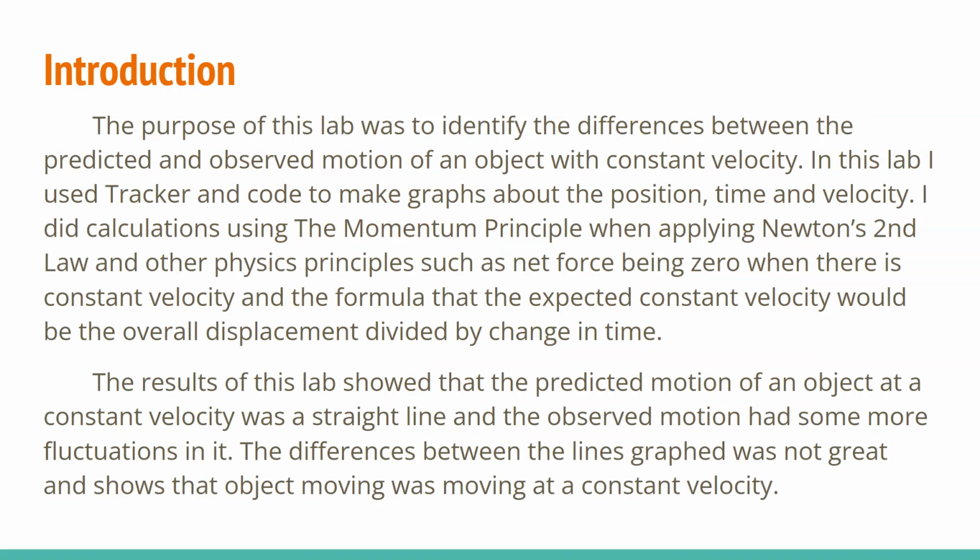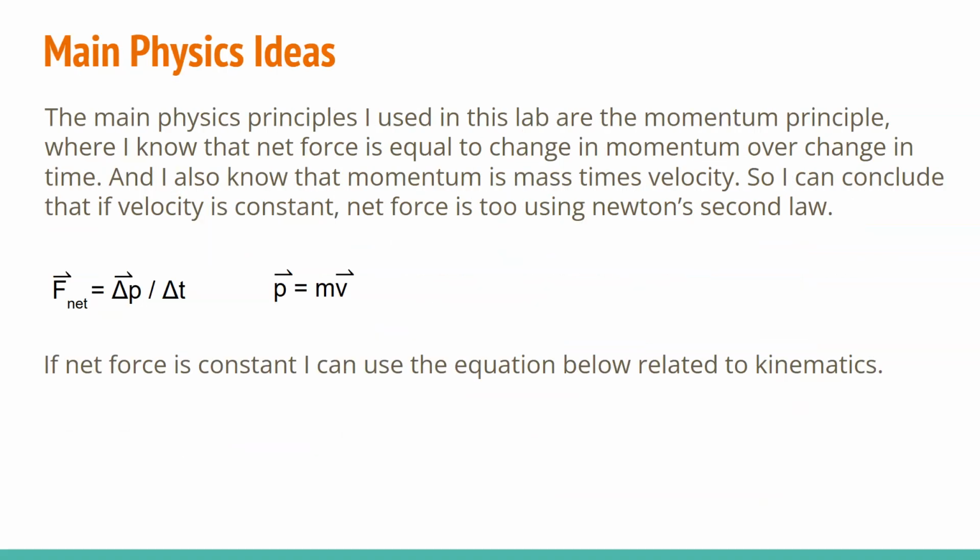The results of this lab showed that the predicted motion of an object at a constant velocity was a straight line, and the observed motion had some more fluctuations in it. The differences between the lines in the graph were not great and show that the object was moving at constant velocity.